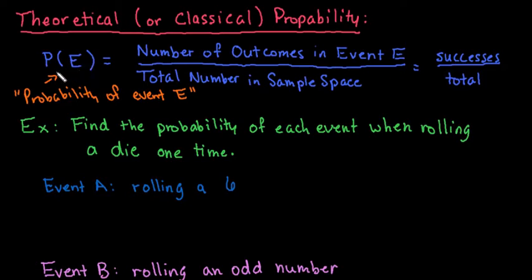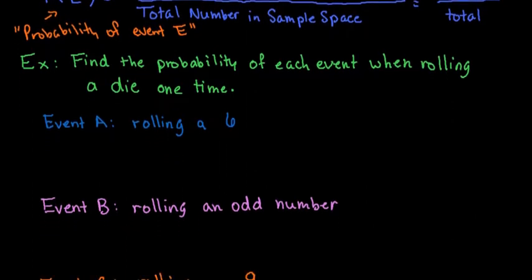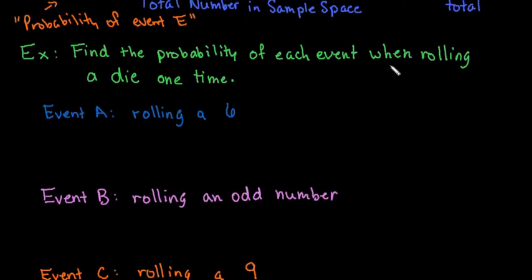The formula to find the probability of event E is the number of outcomes in event E divided by the total number in the sample space. Or another way of looking at this, you could put the successes of the particular event that you're looking for over the total in the entire population. So, for example, we're going to look at the theoretical probability of each of the following events when rolling a die one time.